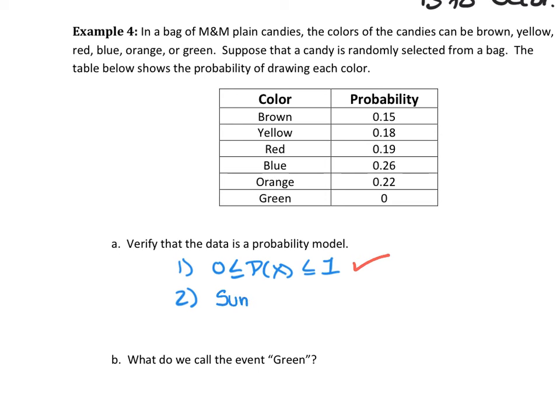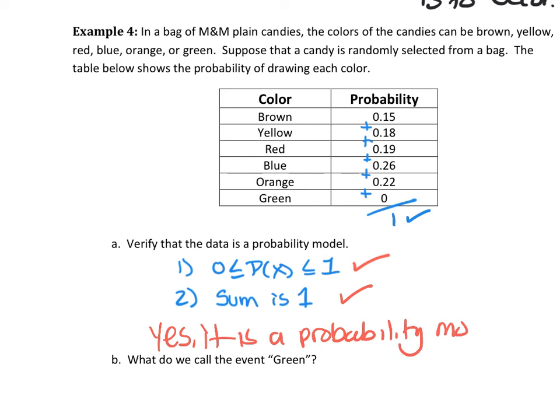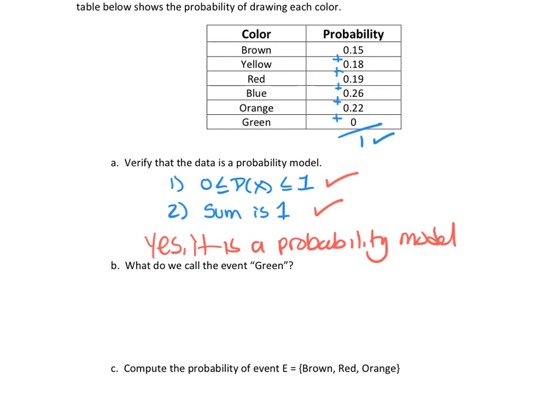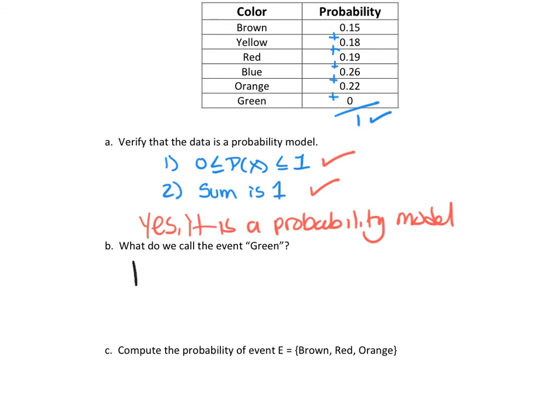And then we need to make sure that they add up to 1. So if we add up all of these probabilities, do we get 1? Yes, we do. So since it follows both, then yes, it is a probability model. Okay, so what would we call the event green, drawing a green M&M? Since its probability is 0, what does that mean? It's impossible. So what does that mean about the assortment of M&Ms that you have? How many greens are there? 0, because it's impossible to get one. That means there can't even be one. So that means there are no greens.